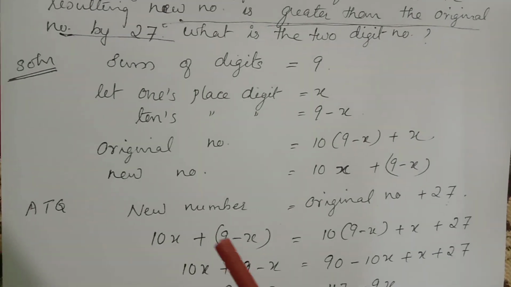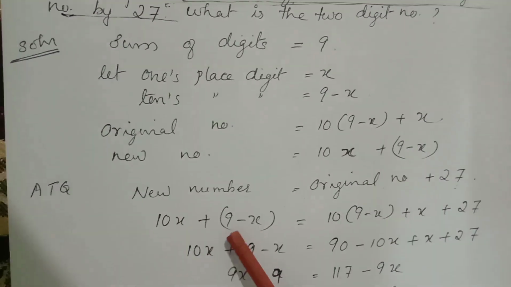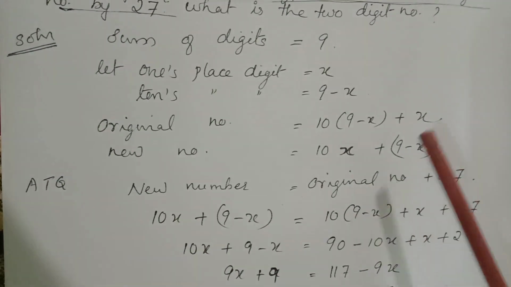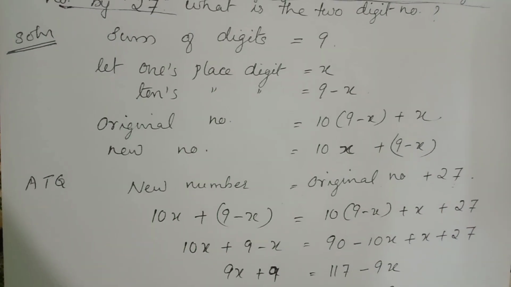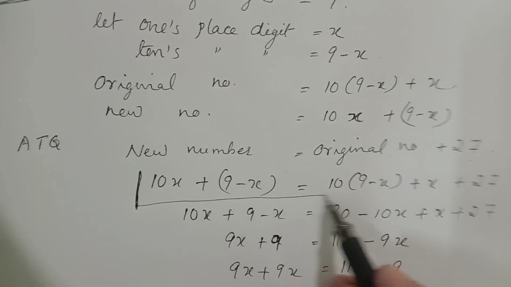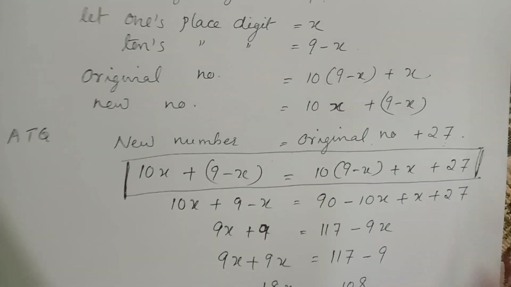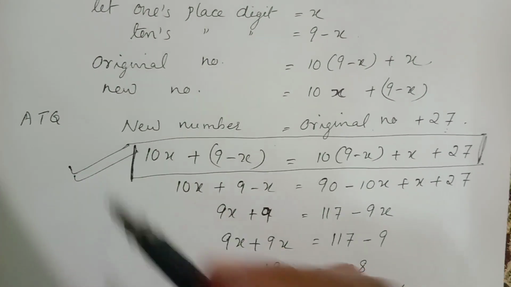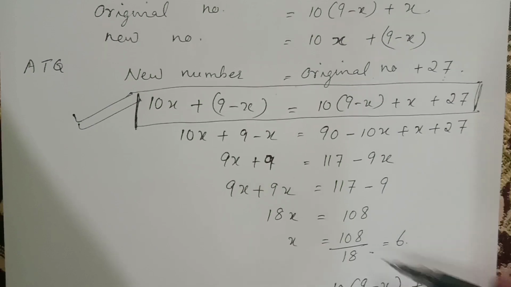And what is our new number? It is already written here. 10x plus 9 minus x is the new number, and the original number is 10 into 9 minus x plus x, and it is written plus 27. So this is our required equation. Framing the equation is the most important task in these types of questions. After getting the equation, we can simply solve it as we explained before.